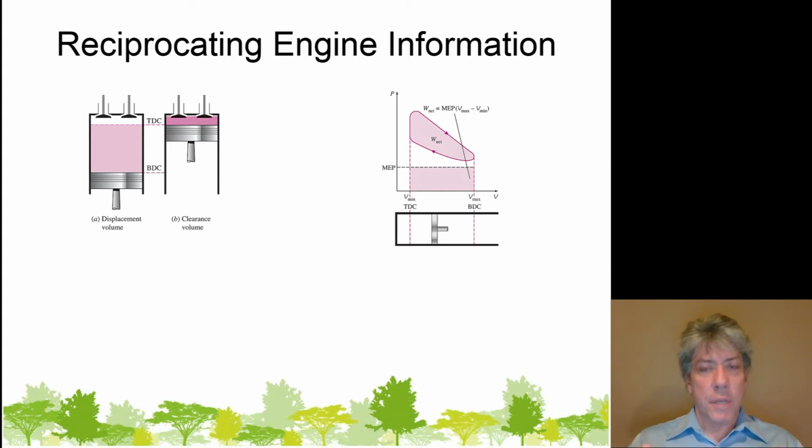But there's another term you need to know, and that's the displacement volume. The displacement volume is the difference between the volume at bottom dead center and the volume at top dead center. And you can see it there shaded in pink on the left-hand side, where the total volume has been illustrated, but the clearance volume has been subtracted from it. So that displacement volume is something that we're particularly interested in.